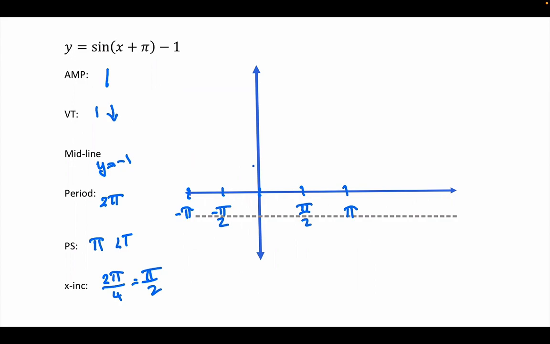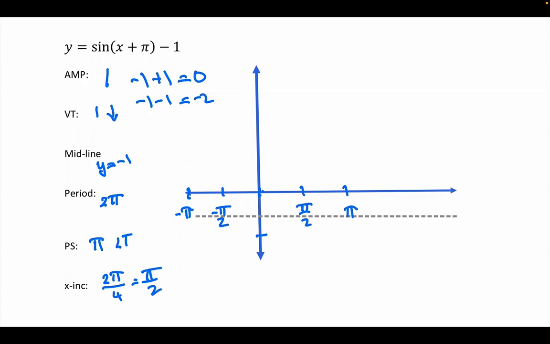My amplitude is 1, so I have to go up. Let's see. Let's go -1. I have to add 1 and subtract 1 from -1, so I have to go between 0 and -2. So I don't want that. But I do want 0 and here to be my -2. Okay.